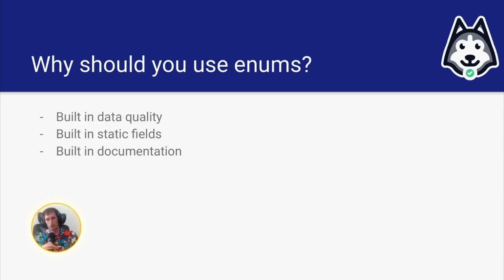So enums can really up-level your data quality, keeping in mind that you don't want to just throw it on anything. If it's something that has 50 or fewer possible values, that's a good rule.